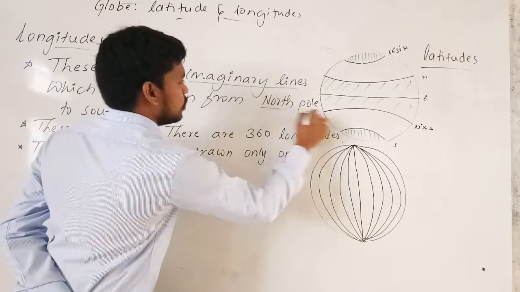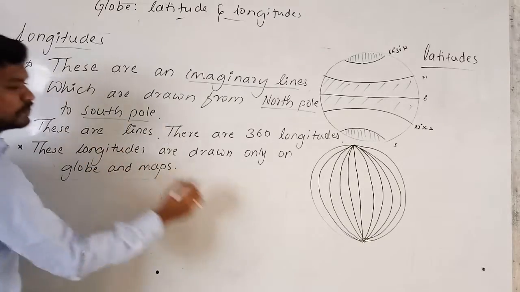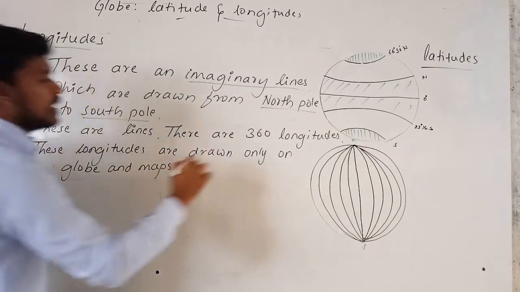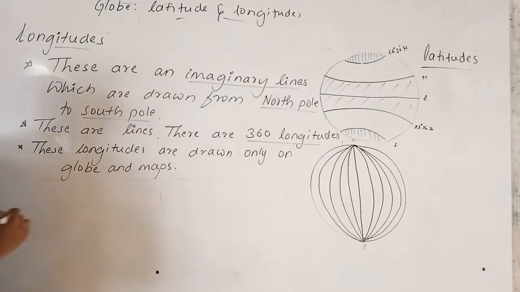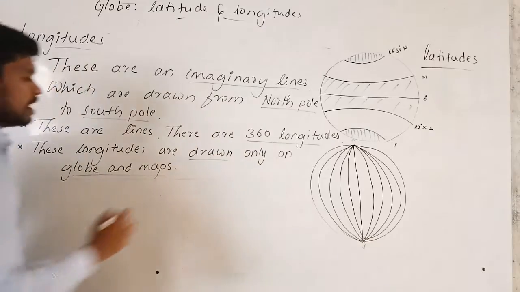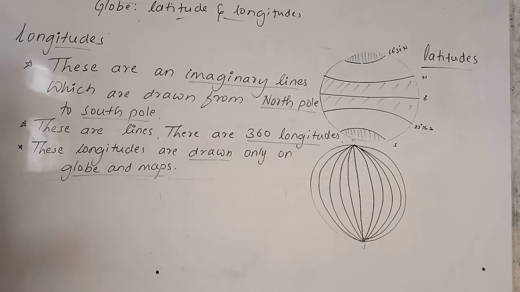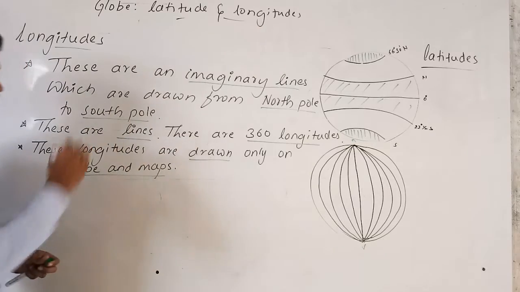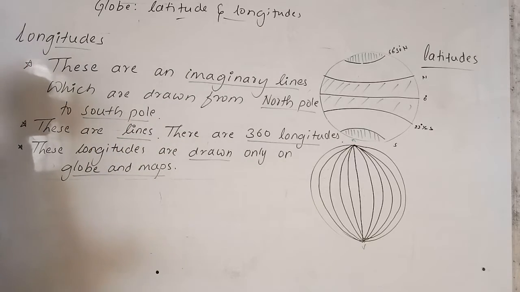Drawn from the North Pole to the South Pole. Here we have the South Pole and North Pole, isn't it? We have 360 longitudes. It's drawn only on a map and globe, and these are all lines. It's basic information about longitudes.